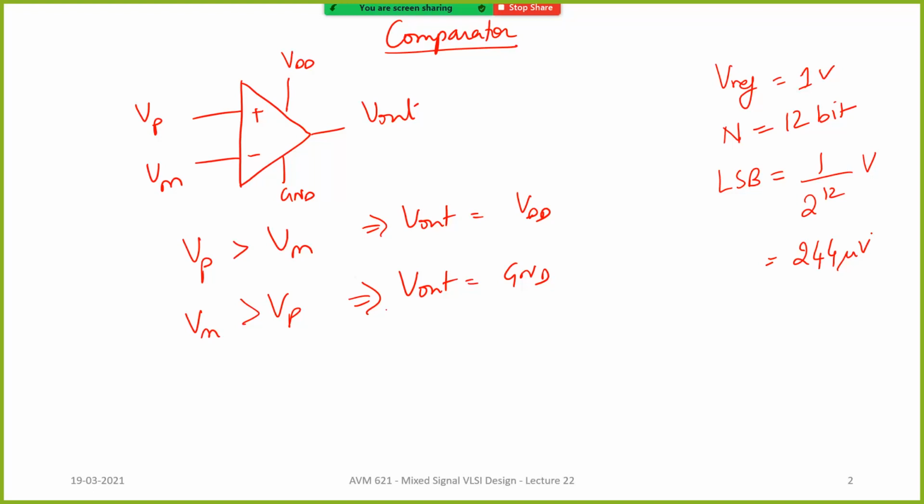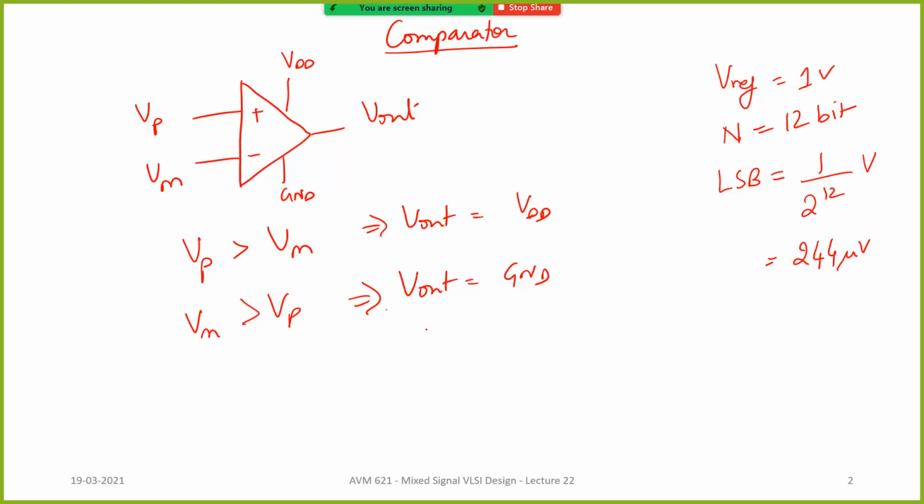Can you repeat? Your voice was breaking. Can you repeat once again? It is reaching either VDD and ground. Put a switch between VDD and ground? No, I didn't get you. Yeah, of course, Vout will basically be driven by an inverter. I mean, that is fine.